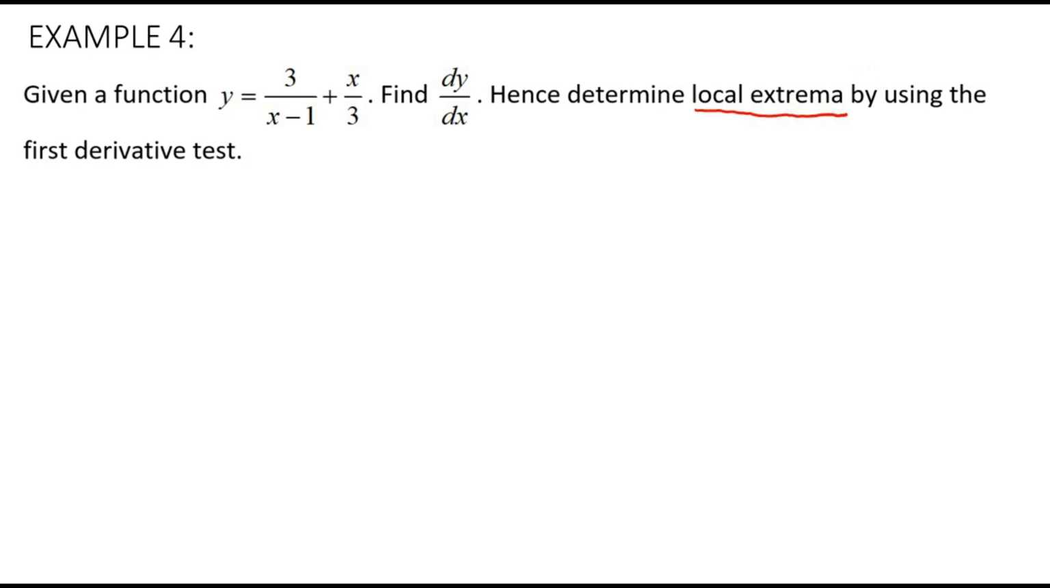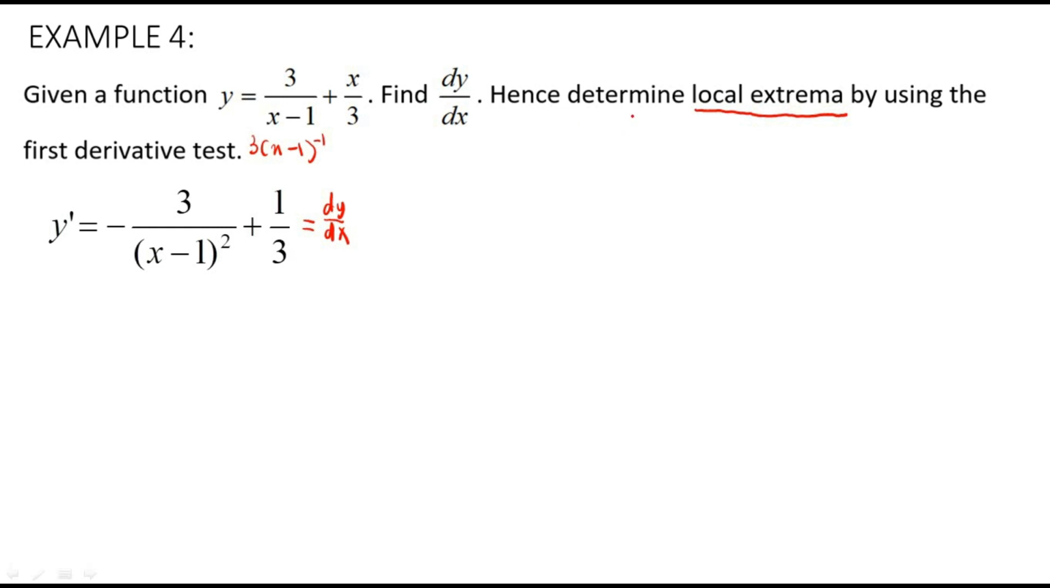So from here, our dy/dx or y prime will be equal to the derivative of 3 over x minus 1. You can change this into 3 times (x minus 1) to the power of negative 1. After that, you just have to use the power rule. That's why we get negative 3 over (x minus 1) squared. The derivative of x over 3 is basically 1 over 3, and this will be our dy/dx.